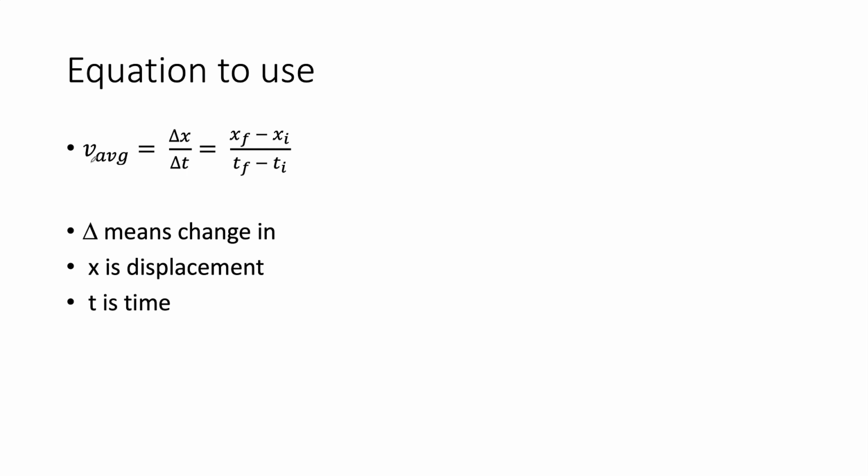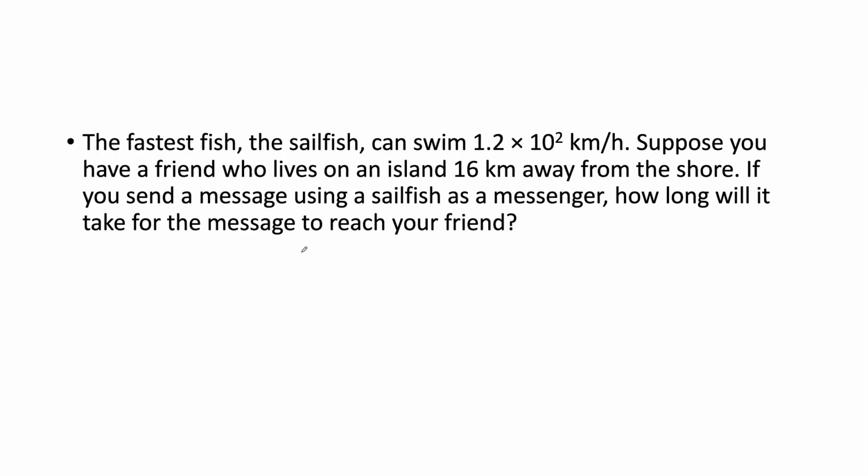So our average velocity is equal to delta, which means change in. Delta x is one variable and delta t, which is time, is the other. So it's final minus initial, final minus initial. Every time we see change, this means final minus initial. So now we're looking at average velocity: change in distance, or displacement, over the change in time.